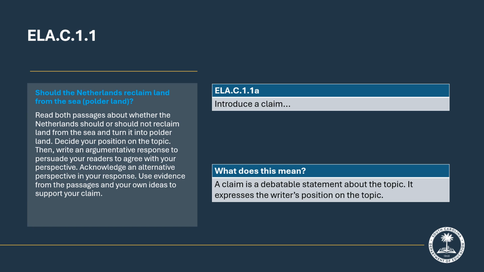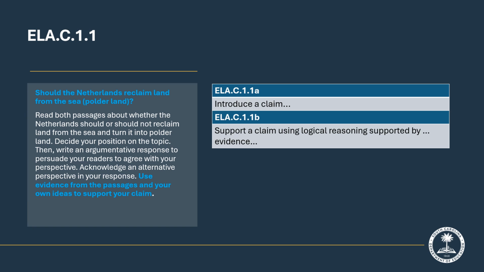On the right, you see an excerpt from C1.1a. While this TDW item is from 6th grade, this part of the indicator is present in C1.1 for grades 5 and up. The task also reminds students to use evidence from the passages and their own ideas to support the claim. Their own ideas includes reasons.